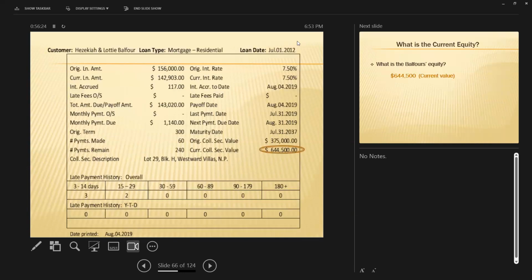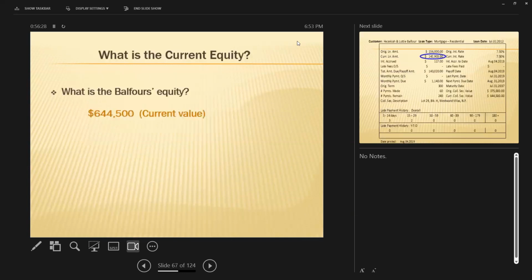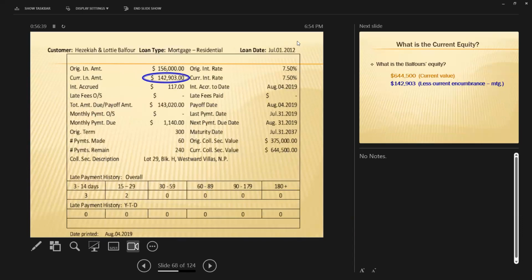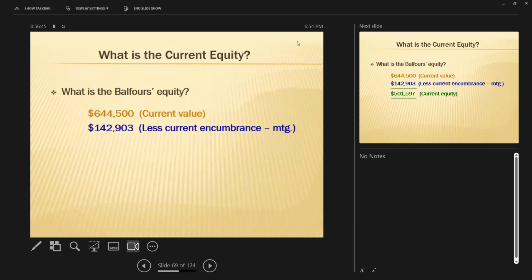The mortgage statement. So that's 644,500 as our current value. Where do we get our encumbrance or current loan amount? From the statement as well. Okay, so that's the principal amount, 142,903. And so we have the two that we need now.